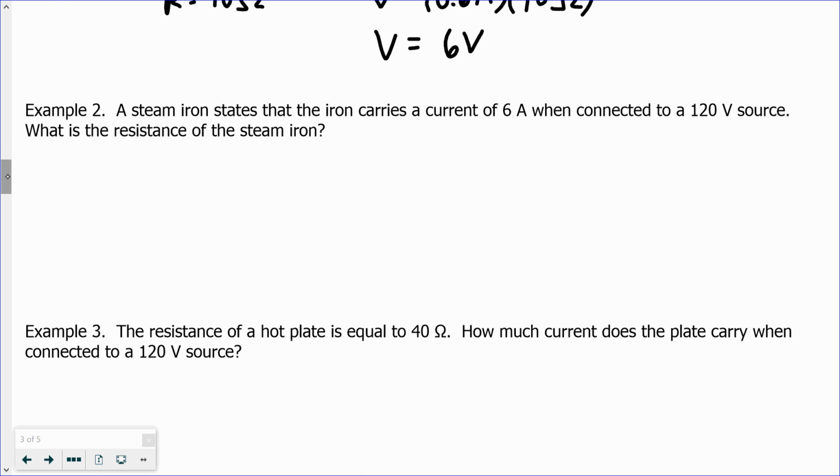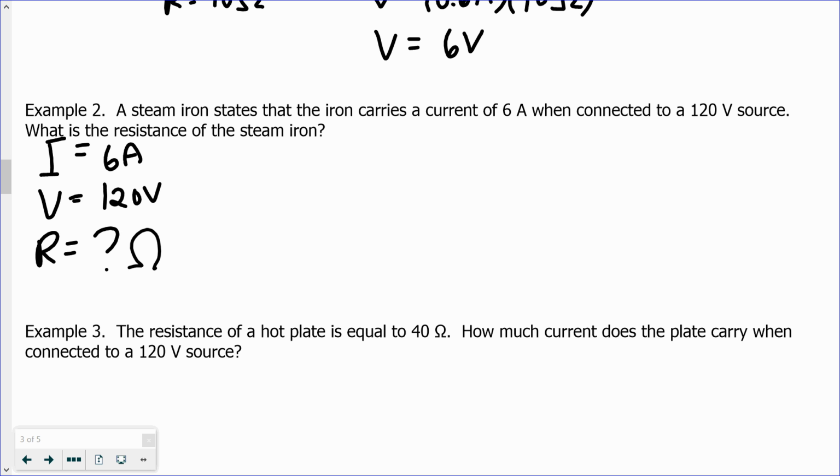Again, writing out the pieces of information that you know. Current I equals 6 amps. Voltage equals 120 volts. What is the resistance of the steam iron? So that's question mark ohms. So V equals I times R.